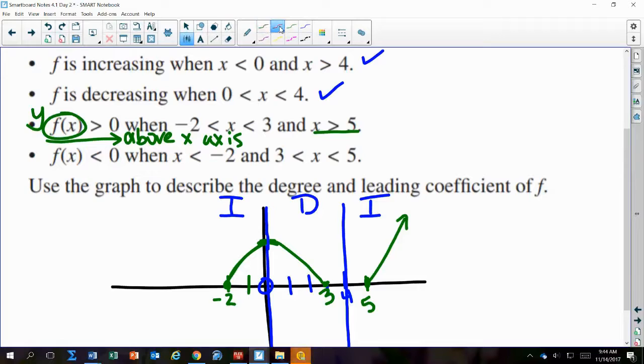The next part says f of x, or y, is less than 0 when x is less than -2 and when x is between 3 and 5. Y is less than 0, that should be below the x-axis, right? That's where your y value should be less than 0. So we're going to graph our function below the x-axis when x is less than -2.